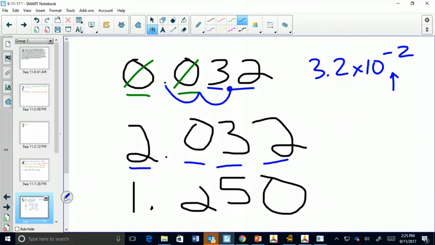Okay, how about this last one, 1.250? How many significant figures?